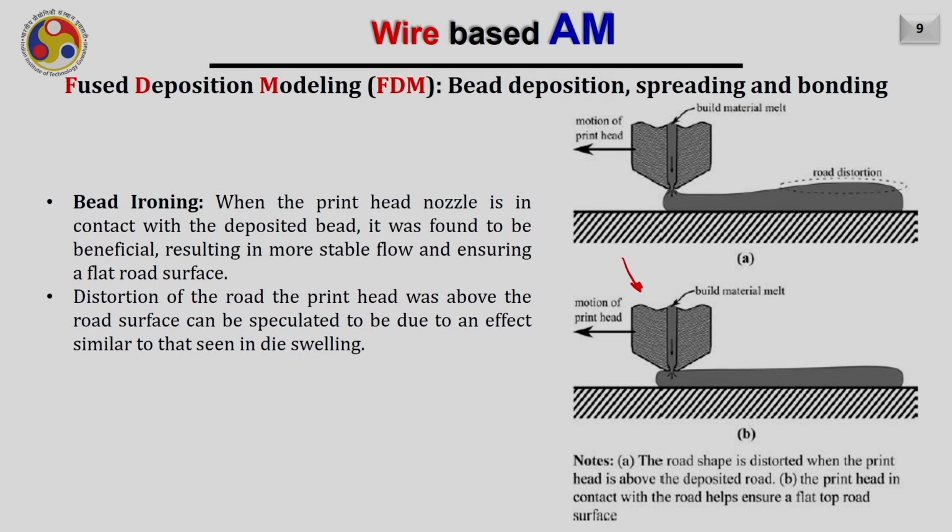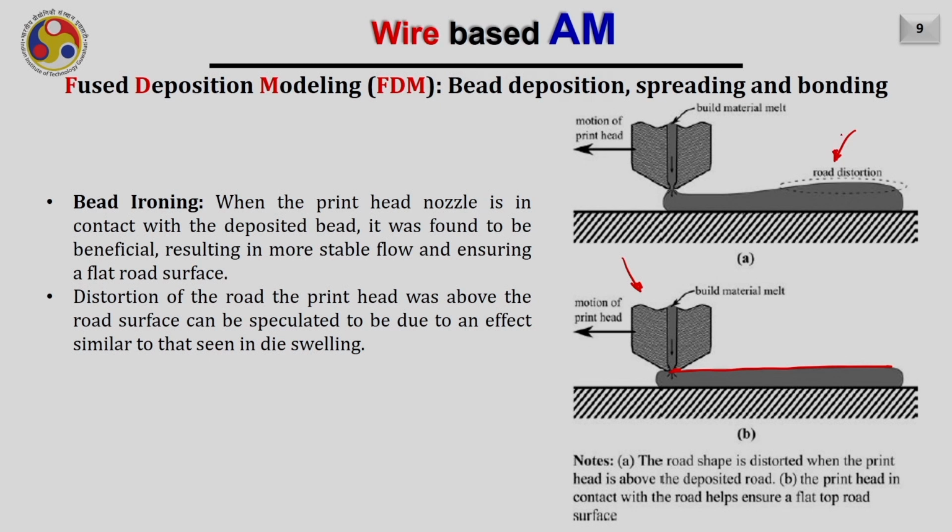This is called bead ironing. So when the print head nozzle is in contact with the deposited bead, it was found that it is beneficial, resulting in more stable flow and ensuring a flat surface. This is the flat surface which we are obtaining. The distortion of the bead, if you see, this is the distortion of the bead.